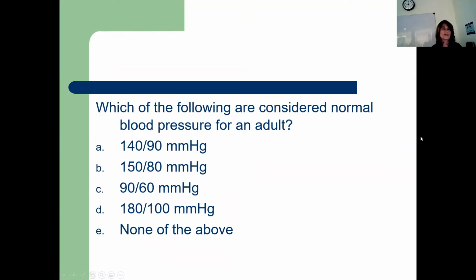Which of the following are considered normal blood pressure for an adult? So it goes to Rachel. So 140/90. Does that seem like a normal blood pressure? Yes. It seems relatively low, but he has the systolic side. Okay, so it's kind of hard to say normal, right? Yeah. All right, so let me give you some notes on normal.